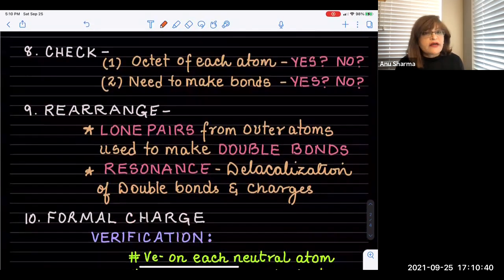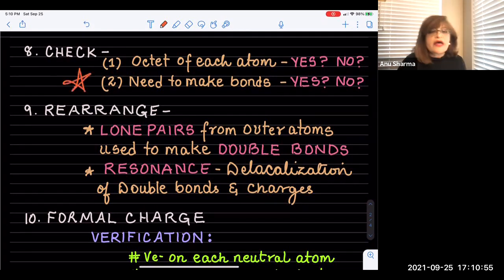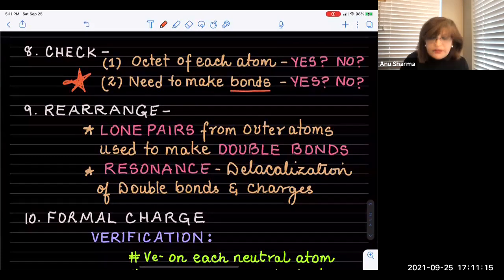Now you're going to check. What are you going to check? Number one, whether the octet of each atom is met. If it's yes, then it's good. If no, then you have to do some more work. Next thing you're also going to check, and this is important, which a lot of people just ignore, is whether the need to make the bond of every single atom has been satisfied or not. If the need has been satisfied and the octet is met, and sometimes the octet is not followed by the atom, which is okay, but the need to make the bond is always taking that priority.